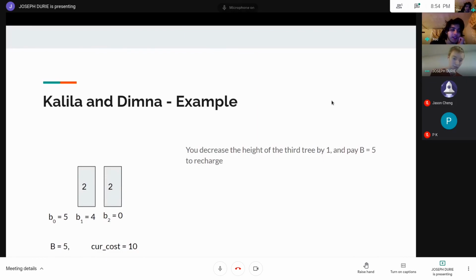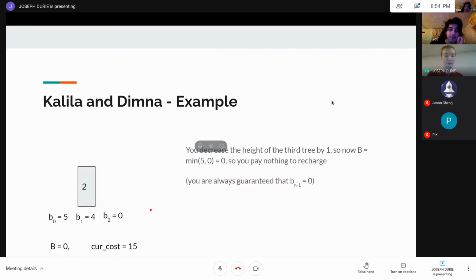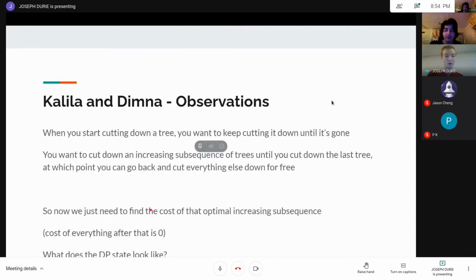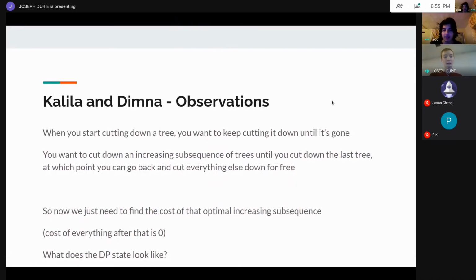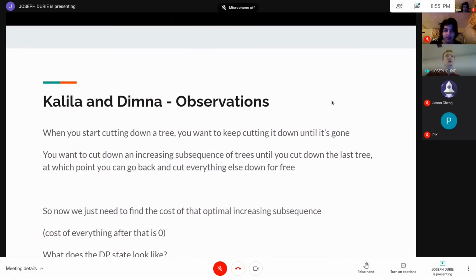You'll always want to cut down trees in descending order of cost until you hit 0, and then you do everything else, right? Yeah, exactly. So the first thing is, once you start cutting down a tree, you want to keep cutting it down until it's gone, right? Because you don't gain anything by doing a tree partially and then doing something else and then coming back, because that's just wasting moves that you could be using to reduce your cost.